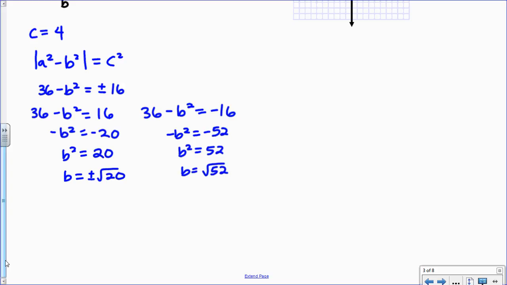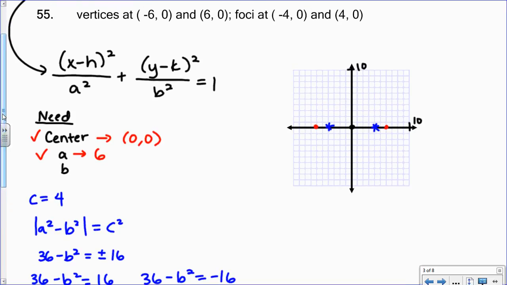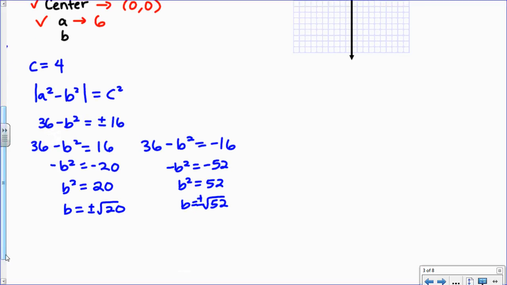Okay, only one of these, plus or minus, works because I know that b is the minor axis, because the foci are on the major, on the horizontal. So that tells me that B has to be smaller than A. Okay? So square root of 52 is over 7. Alright, so it can't be this. It has to be square root of 20.